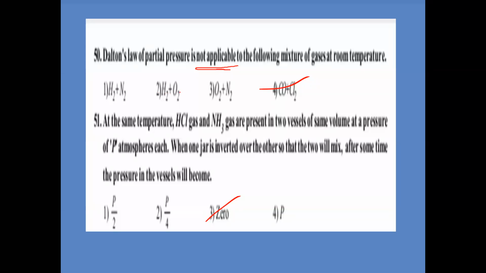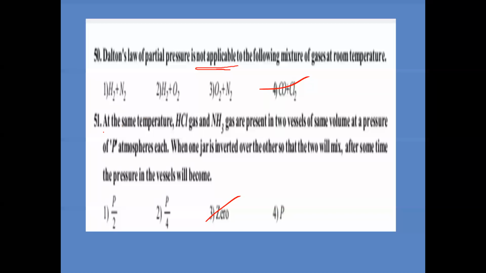And here H2 and O2 also do not react at room temperature. And O2 and N2 also do not react in the air at room temperature. Only CO and Cl2, carbon monoxide and chlorine gas, can interact with each other. They can react to form poisonous COCl2 gas. COCl2 poisonous gas will be formed when these two react. That's why for a reacting gaseous mixture, Dalton's law is not applicable.